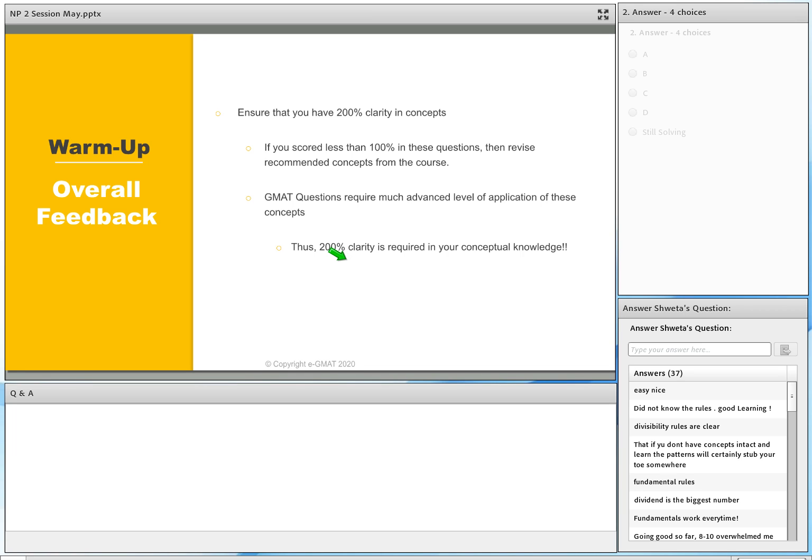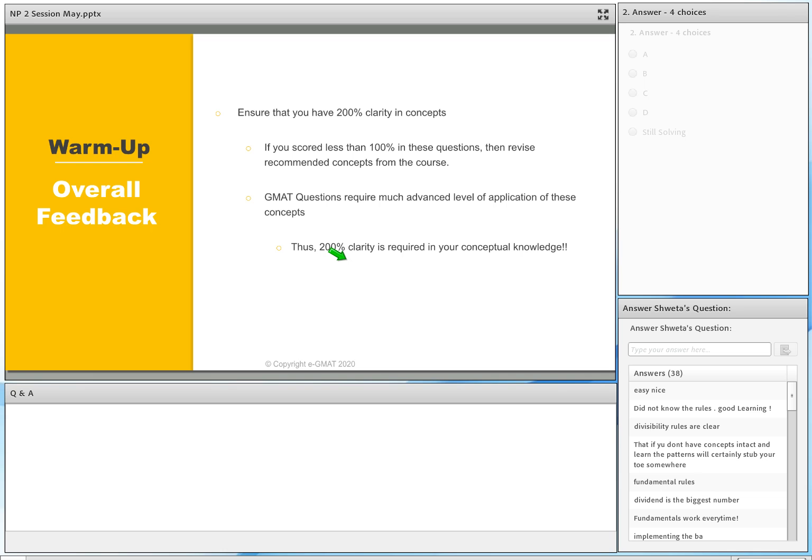Concepts matter. Oh yes, concepts matter the most. It's the foundation on which you're gonna build everything else. If you don't have concepts intact, you will certainly stub your toes somewhere. That's so well put. Well, I'm very glad you all understand the importance of concepts, and a lot of you now know concepts that you did not know earlier.